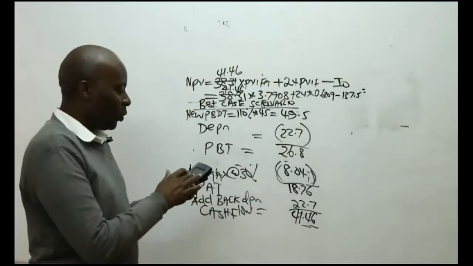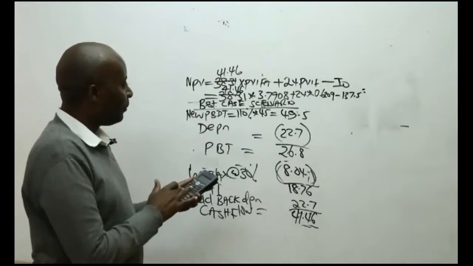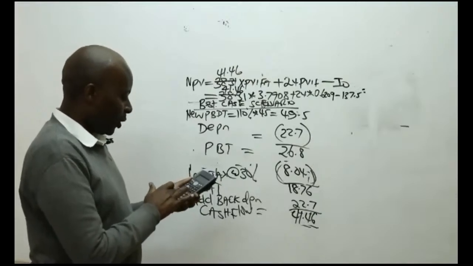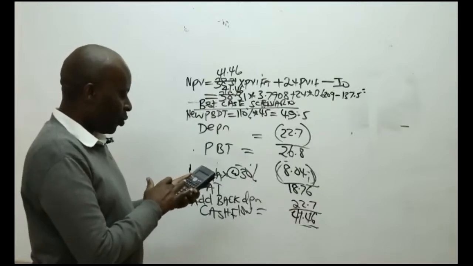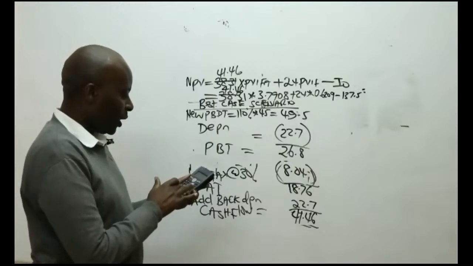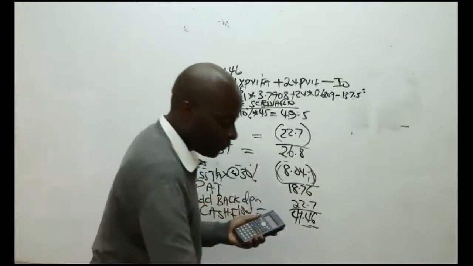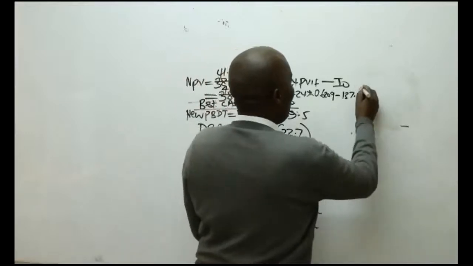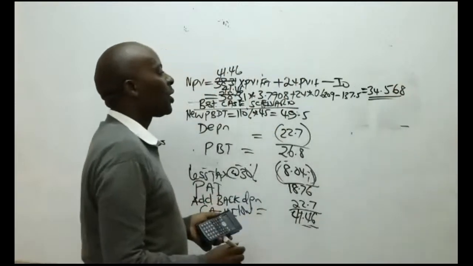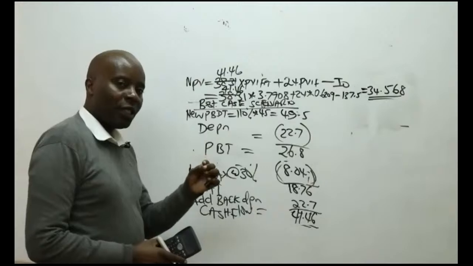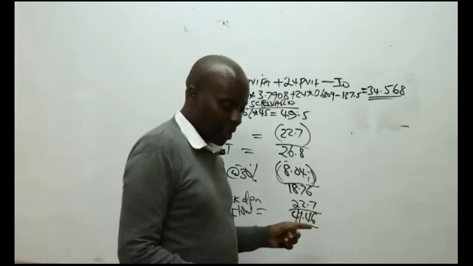At the end of the day, this is what I will have. I will have here answer times 3.7908 plus 24 times 0.6209 minus 137.5, which at the end of the day gives us 34.568. 34.568 happens to be our best case net present value. If things work out, that is it.